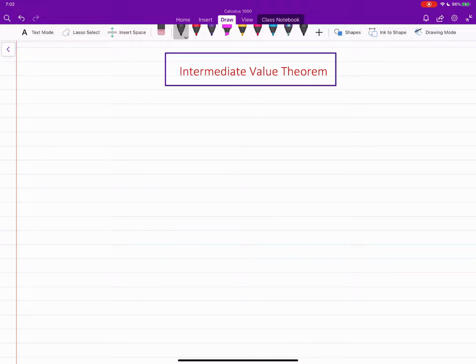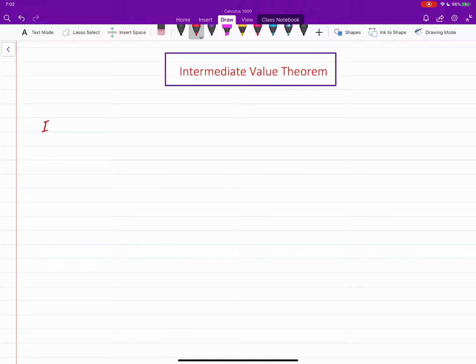Hi, in this video we will learn about a property of continuous functions on closed interval. This is the property given by intermediate value theorem. What it says is very natural, and let me just write down the conditions and the results.